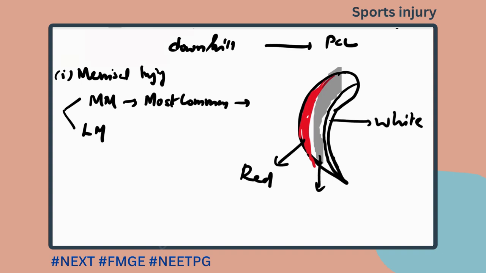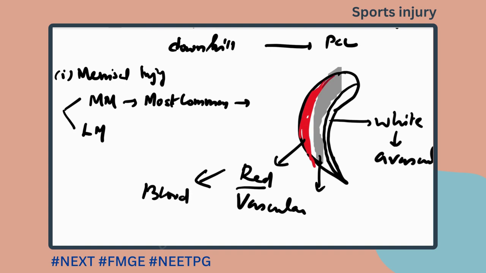It is the intermediate zone. It receives a little bit of blood supply. Red because it is more vascular, it receives blood supply. White zone, avascular, it does not receive blood supply. So nutrition for the meniscus here comes from blood. Nutrition for the meniscus from here comes from the synovial fluid. Within the knee joint, you have got synovial fluid. So that gives nutrition.